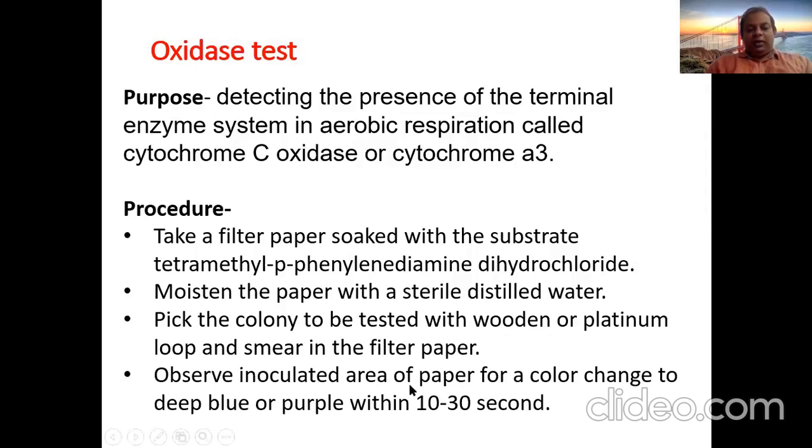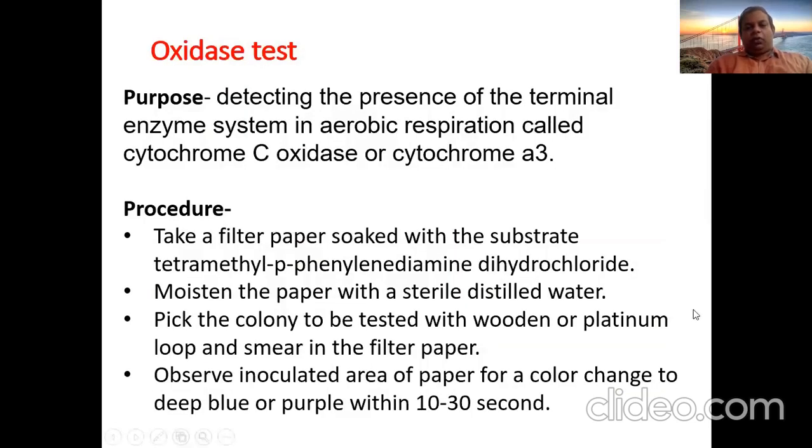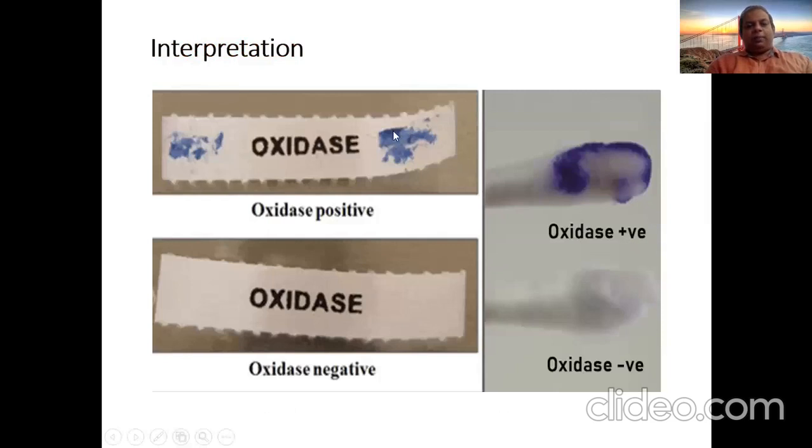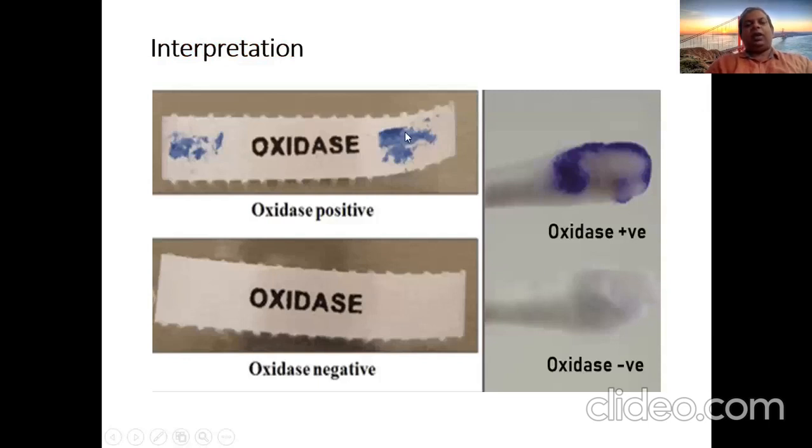Observe the inoculated area of the filter paper for color change. So this is the strip, dipped in oxidase reagent, and then add some moisture, a drop with a pipette or just a pipette tip. Then take the suspected colonies using the wooden or platinum loop and apply here. Within a short period of time, 10 to 30 seconds, it gives this color change. It turns purple, so it is oxidase positive.